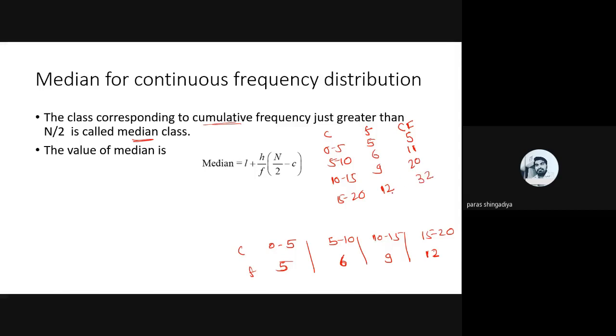Clear? We can also verify that the total of the frequency, the total of f, is called n, and n means sigma f. Sigma f is 5 plus 6 plus 9 plus 12, which is equal to 32. So the last value of the CF should match the total frequency.